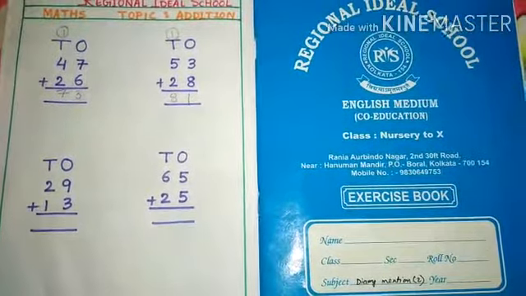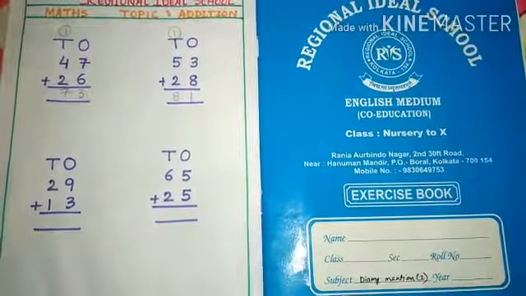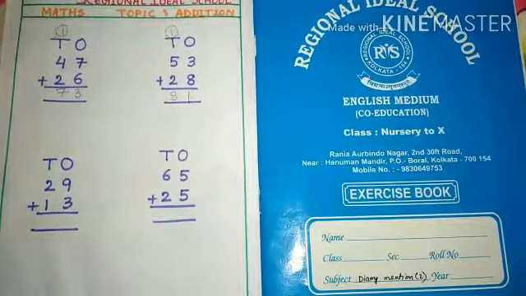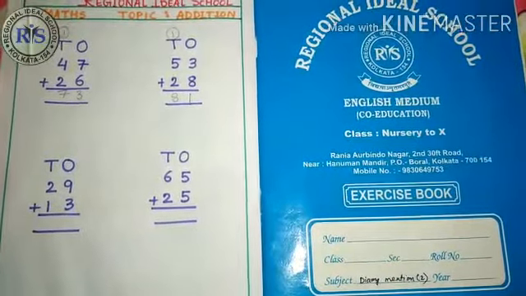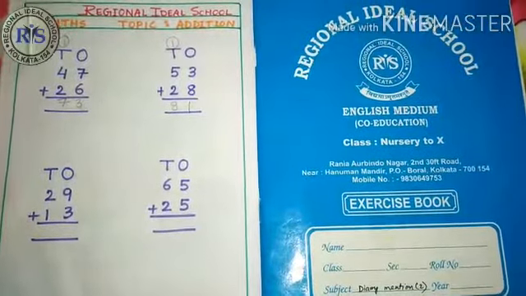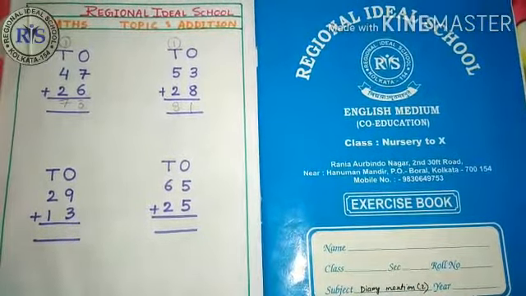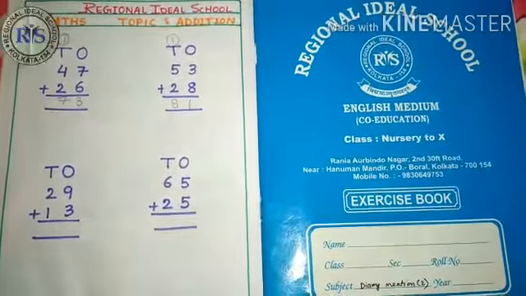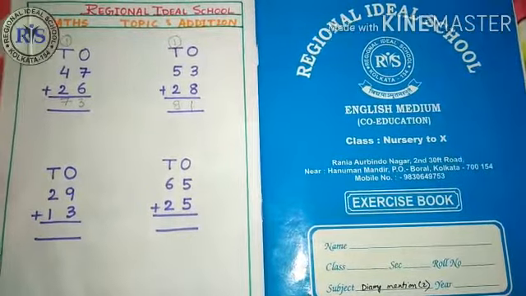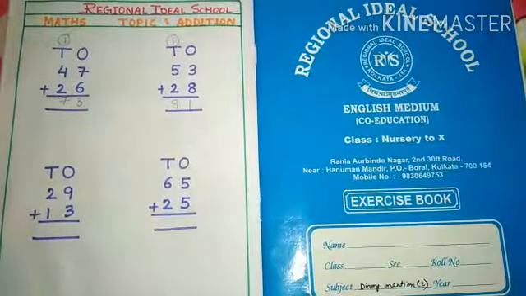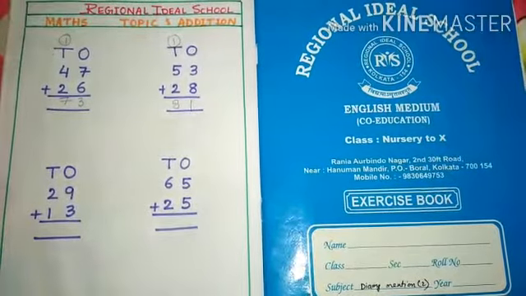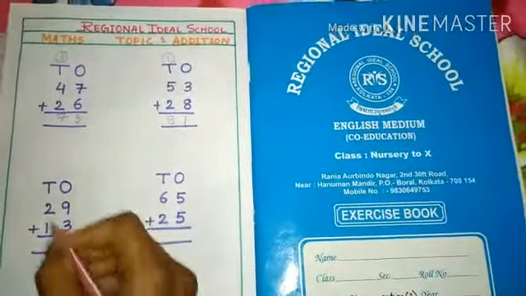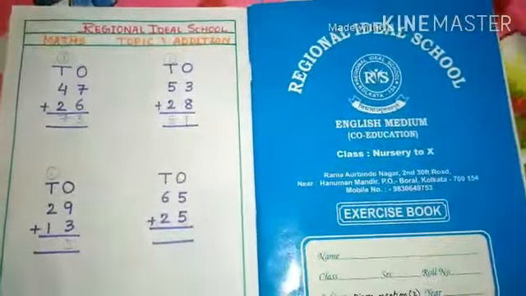Now students, I am going to show you our third example. In the third example, you have to add 29 and 13. Students, the process will be the same. First you have to add the ones digit and then the tens digit. And in the ones digit, we have 9 and 3. 9 and 3 will make 12. So, write here 2 and 1 will be carry forward.